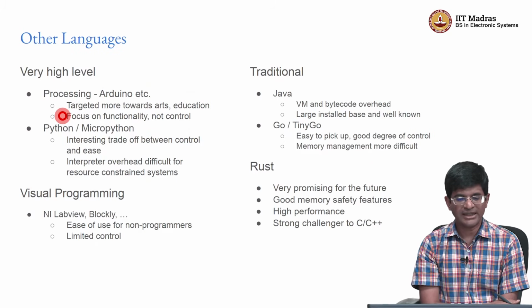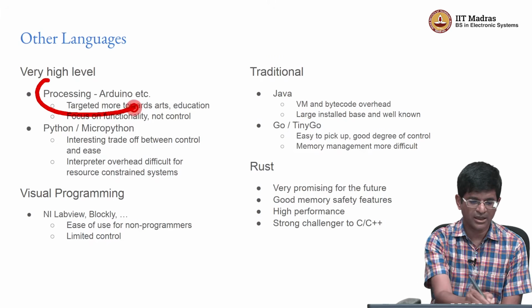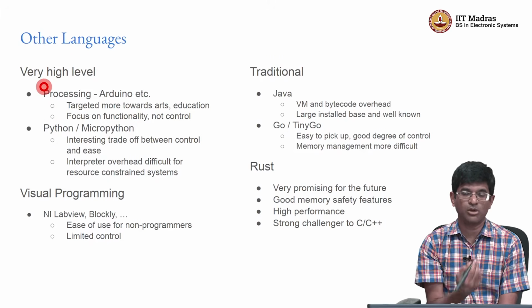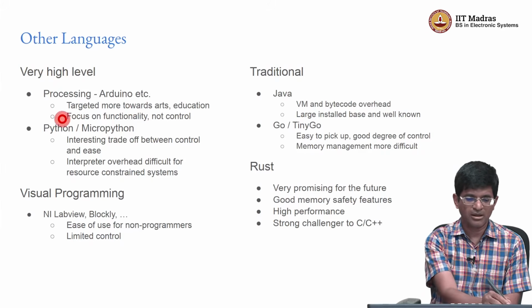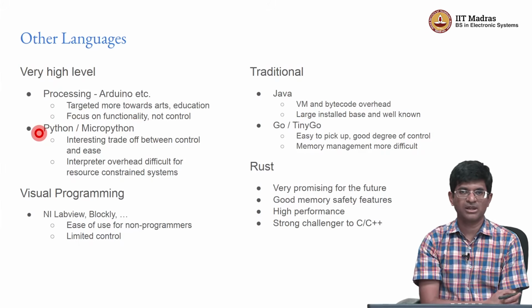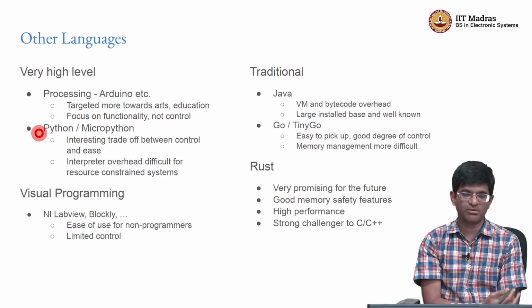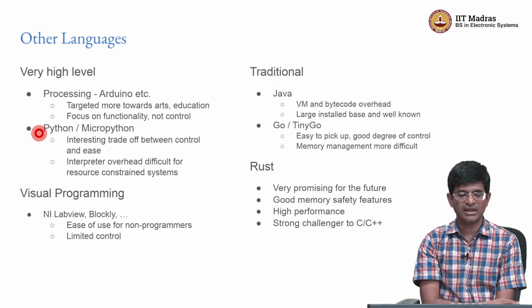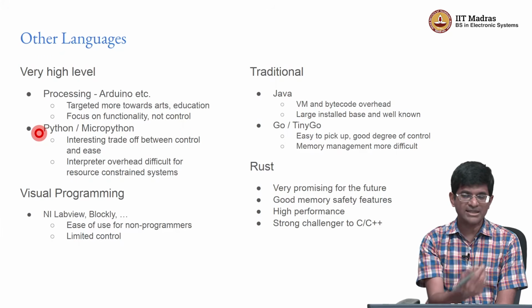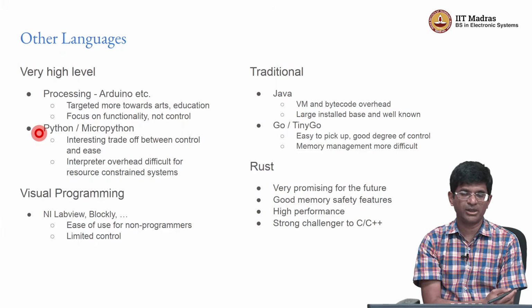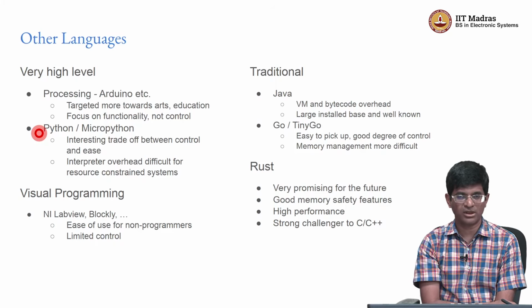Now, at a very high level, there are other languages that can be used. Like I said, Processing and Arduino are very popular, especially among hobby type of applications. Python has a very interesting background over here because it's useful in many other contexts. It's used for system level scripting, for data science these days, and if we can also use it for embedded programming, that sounds like a great idea. But there are limitations, one of the biggest being that you need some kind of an interpreter, and the overhead of having that interpreter can be a problem, especially for resource constrained systems.